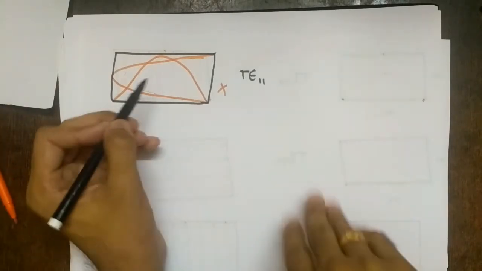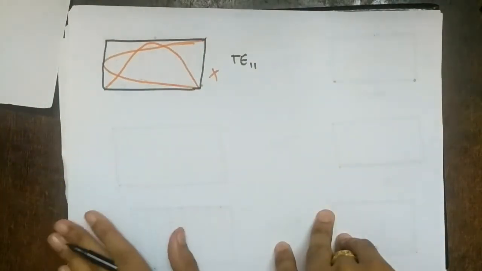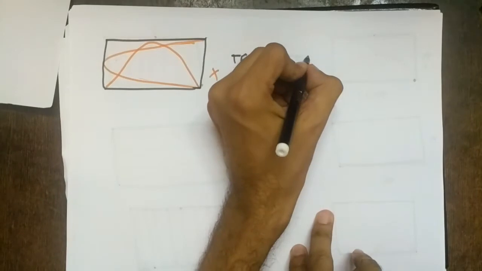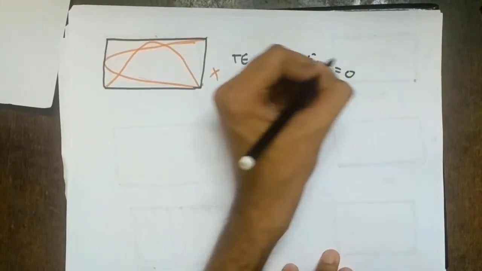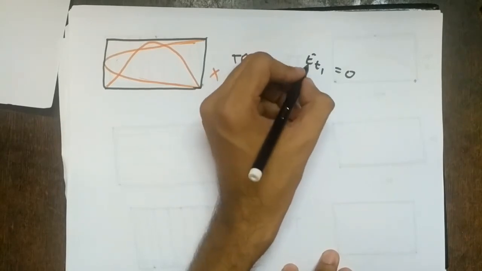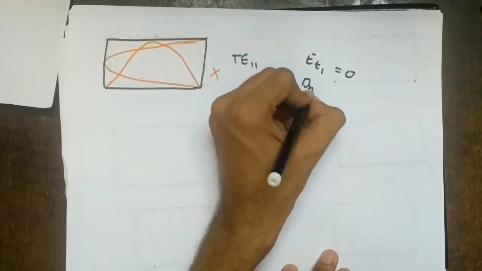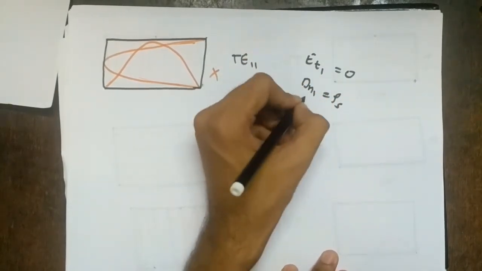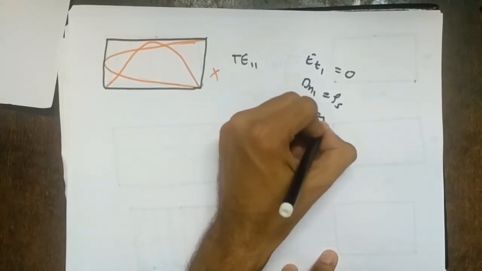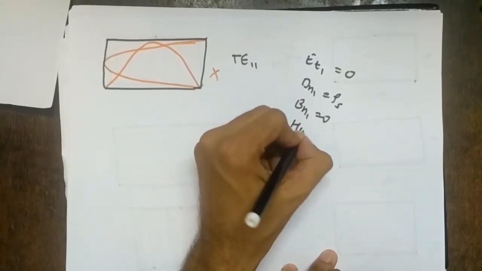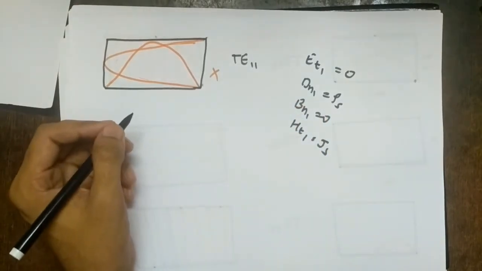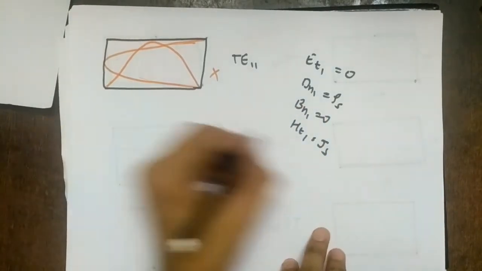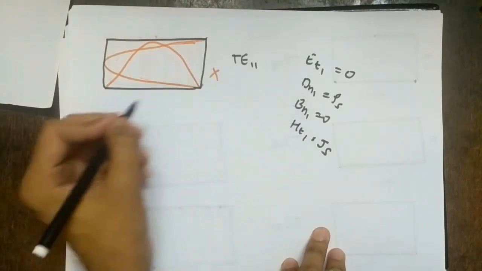So what we have to do is also take into consideration the boundary conditions. So what are the boundary conditions for a dielectric conductor interface? ET1 is 0, then DN1 is rho s, then BN1 is 0, and HT1 equals Js. If you are not aware of this, see the boundary conditions lecture. Okay, so these are the boundary conditions, right?